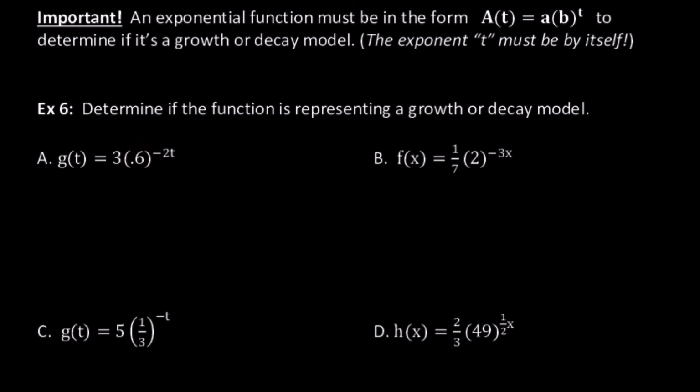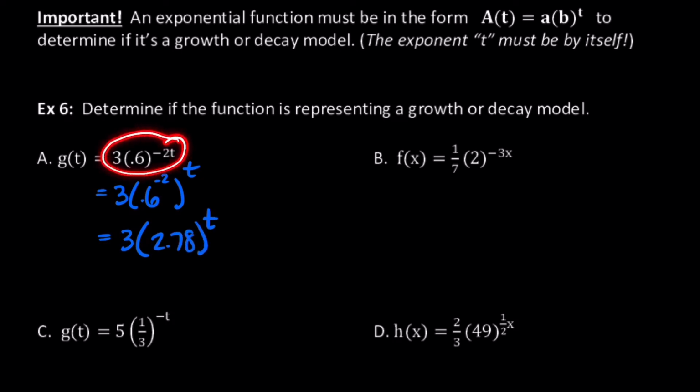But notice, that exponent's not by itself. So what we have to do is take the numeric part of that and bring it inside. So what you have to do first is calculate 0.6 to the negative 2, and then just leave the t on the outside. Well, if we do that, 0.6 to the negative 2, throw it in your calculator, is 2.78. So this expression right here is exactly the same as this expression. Well, clearly you can see now, there's my t by itself. This is growth.